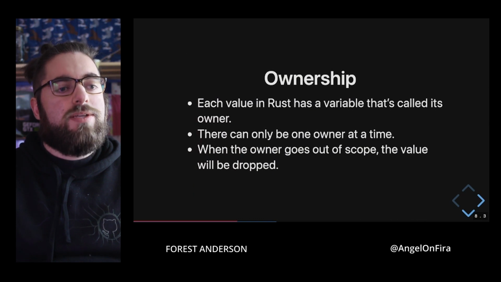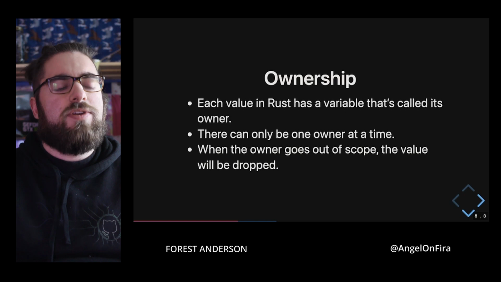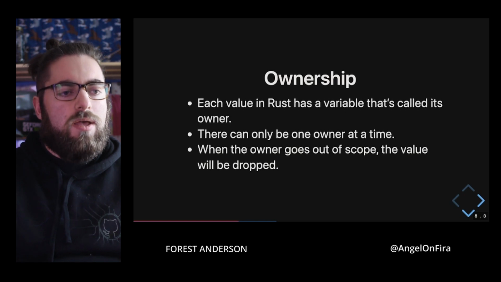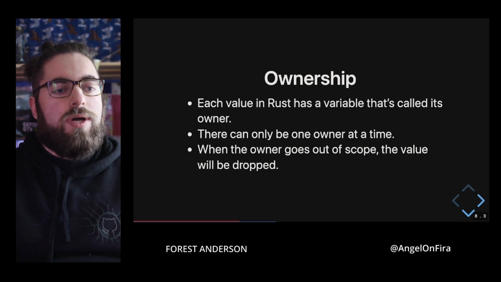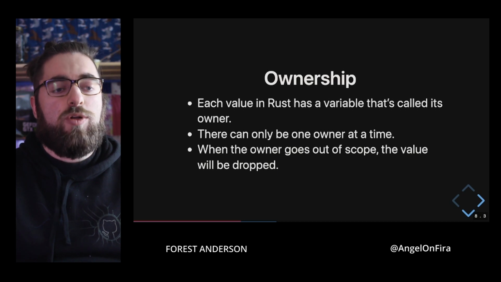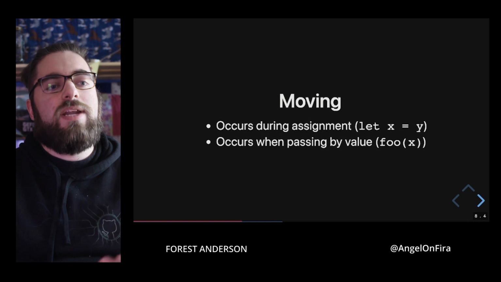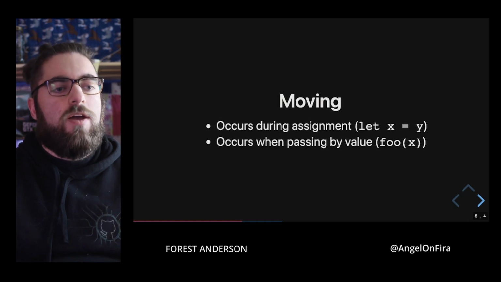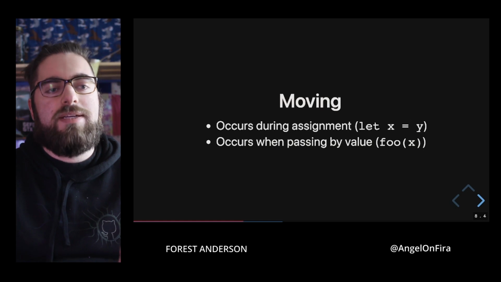Rust's memory model is enforced through a system of ownership. Let's look at the definition from the Rust book. We see that each value has an owner. There can only be one owner for each variable at a time. And finally, if an owner goes out of scope, the value will be dropped. And then we have another term, moving. Moving happens when ownership is transferred during assignment or when passing to functions.